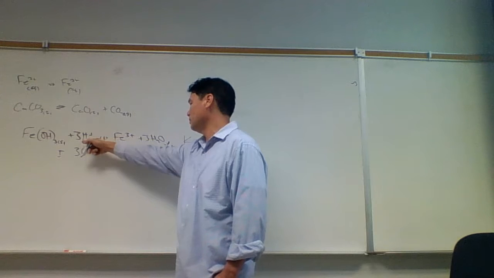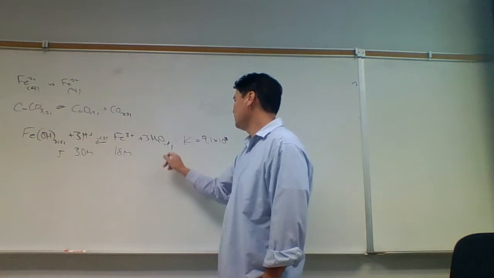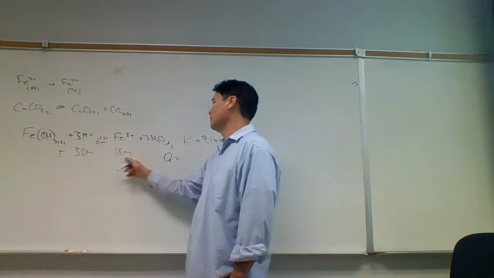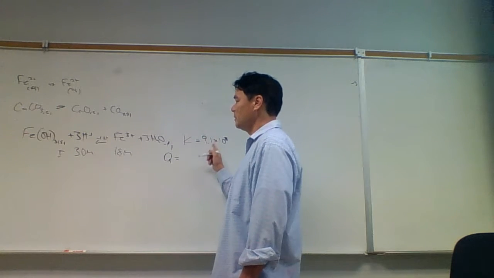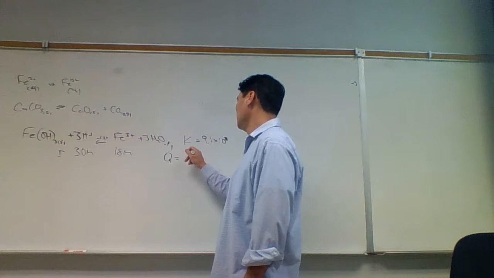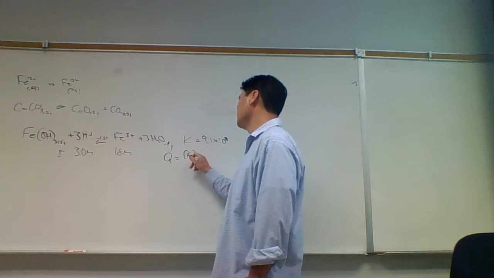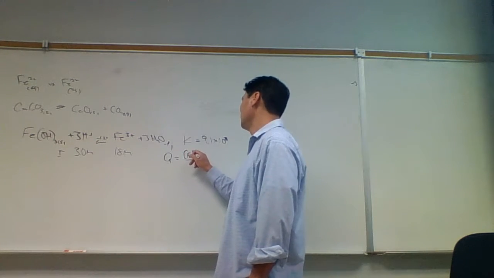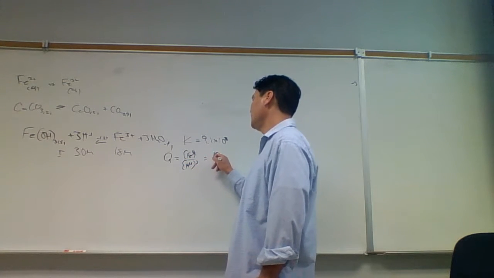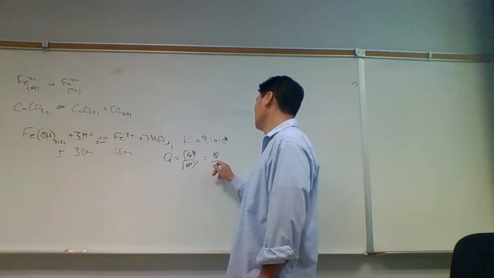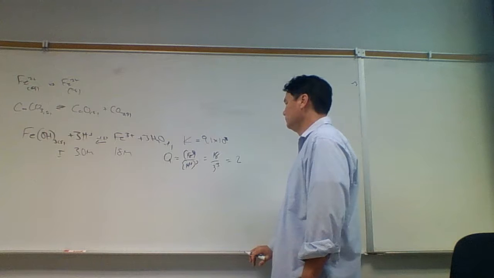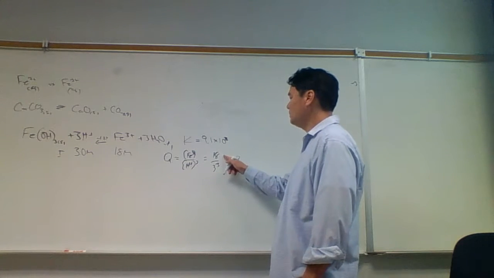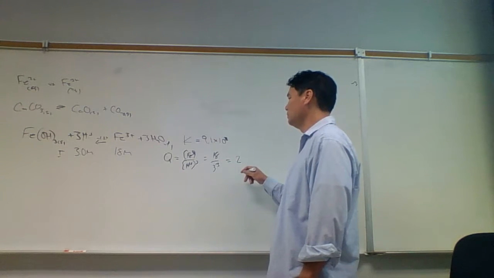Because of this coefficient of 3, it will make it a Q. And so all we do is calculate Q. Q is our current ratio, and it doesn't match K. K is what it's supposed to be, the product to reactant ratio. So Q is just going to be the iron 3 plus that's given over the H plus concentration cubed. And so it's going to be 18 over 3 cubed, which is 9, which is equal to 2. 18 divided by 9 is 2.